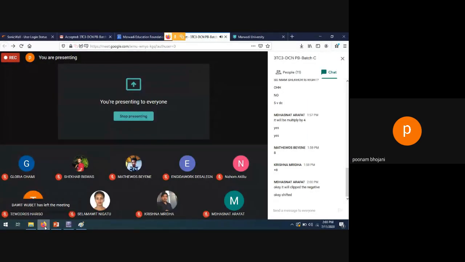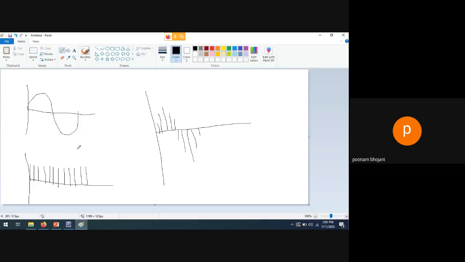Anyone? It should be 1, right? 1 into anything is anything. 1 into sine wave means sine wave, isn't it, everyone? So I will try to keep this pulse wave in such a way that the value of this pulse will be 1. Now see what will happen.